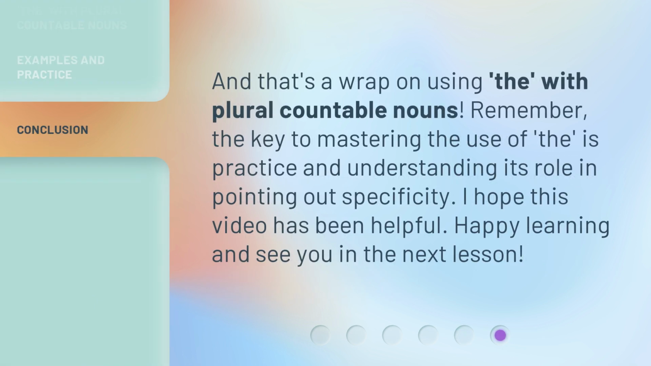And that's a wrap on using the with plural countable nouns. Remember, the key to mastering the use of the is practice and understanding its role in pointing out specificity.